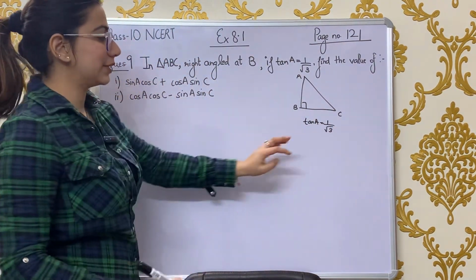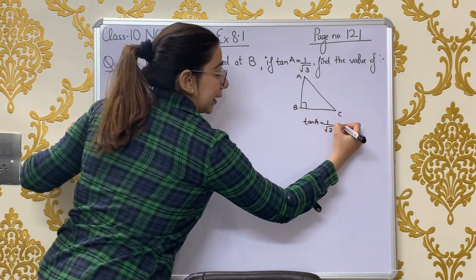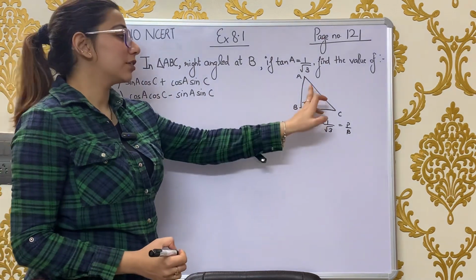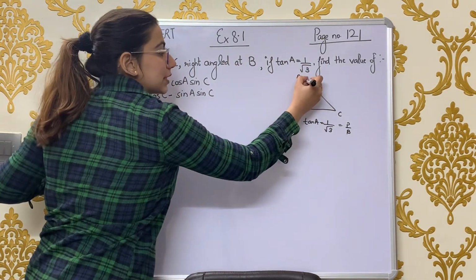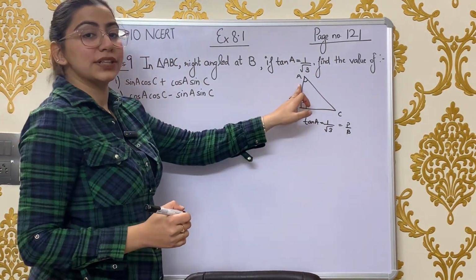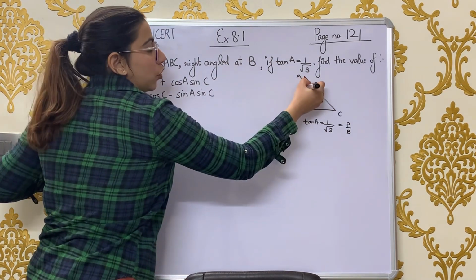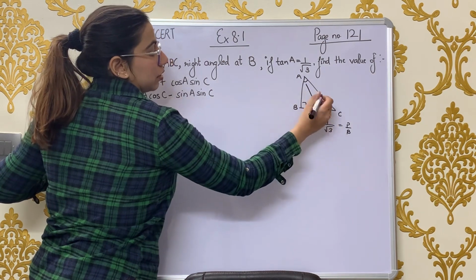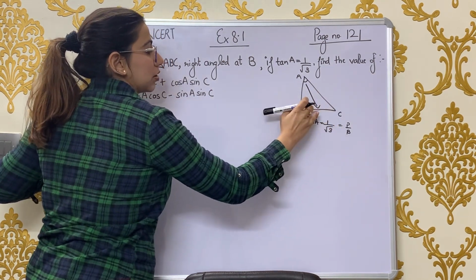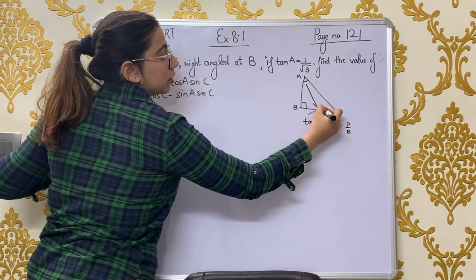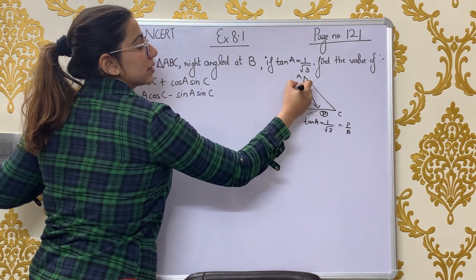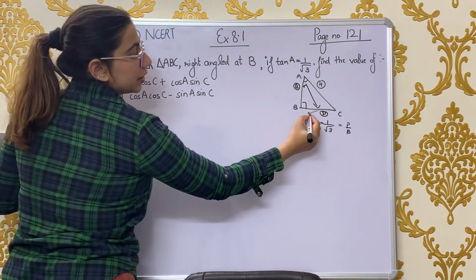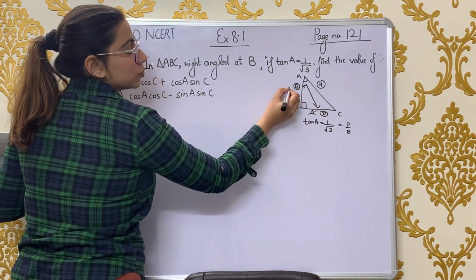We also know that tan A is equal to perpendicular by base. We are given tan in terms of angle A. So let's consider this. When we are considering angle A, the side opposite to the angle, which is BC, would be our perpendicular. This side is going to be a base and this will be our hypotenuse. So we are given that perpendicular is 1, base is root 3.